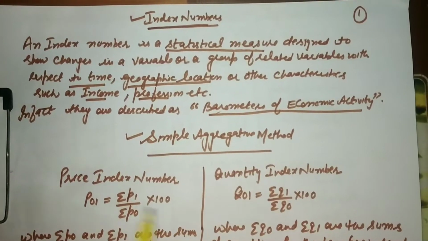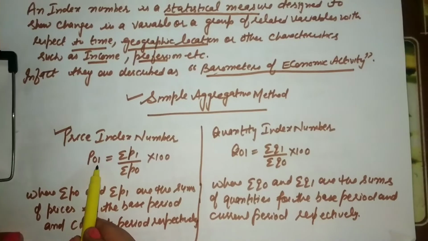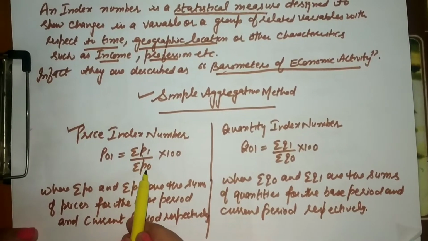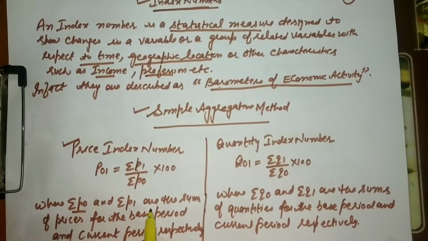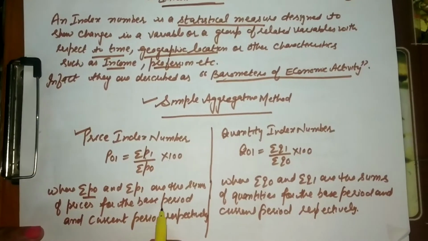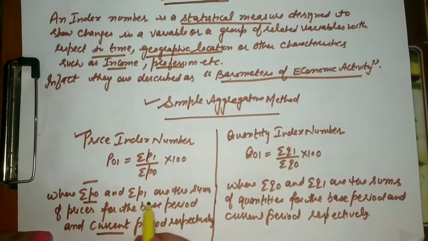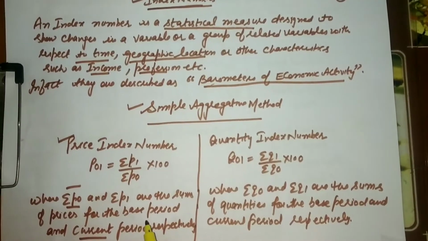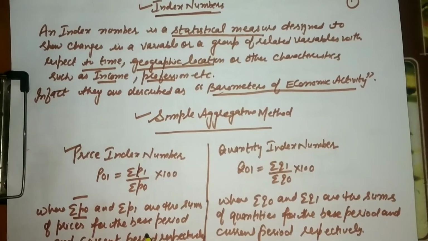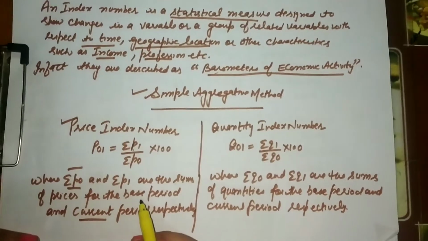Simple aggregate method, firstly, price index numbers. Price index number P01 is equal to sigma P1 over sigma P0 into 100. Here sigma P0 and sigma P1 are the sums of prices for the base period and current period. That means P0 for base and P1 for current. The current period may be, if we are talking about 2021, 2021 taken as the current year and 2020 taken as the base year.